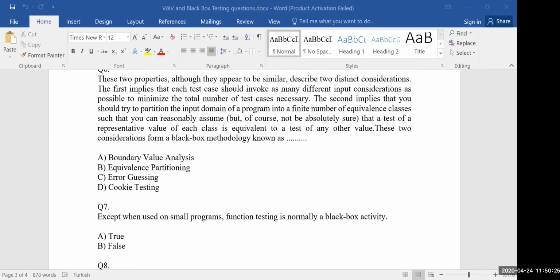Okay, I guess you completed your solutions. Let's start with question number 6. These two properties, although they appear to be similar, describe two distinct considerations. The first implies that each test case should involve as many different input considerations as possible to minimize the total number of test cases necessary.